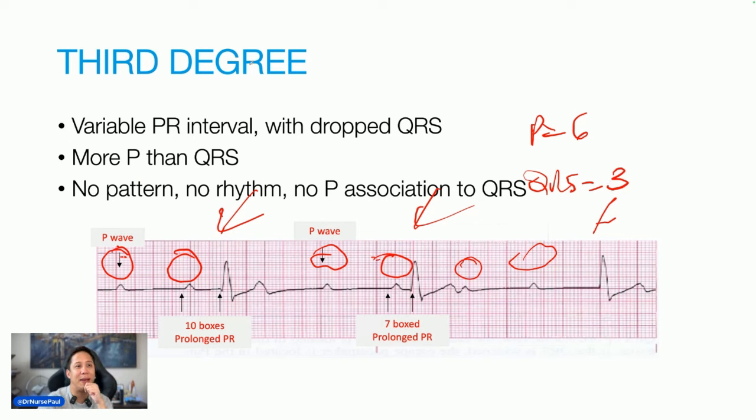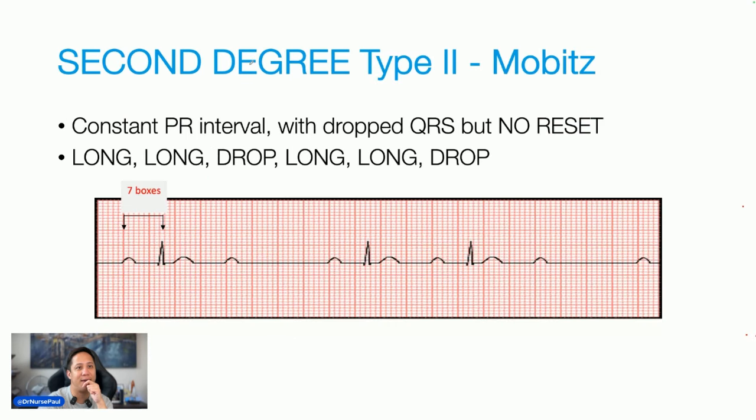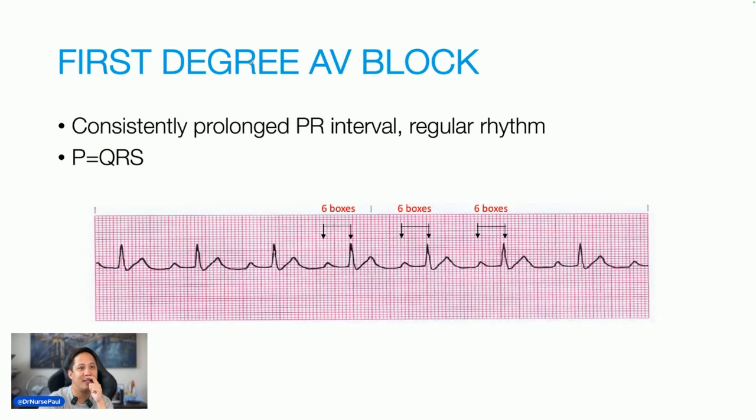All right. What's the pattern for first degree again? Constant, constant, constant, right? 6, 6, 6, 7, 7, 7, 8, 8, 8, 9, 9, 9. Is there a dropped P? No. Is there a reset? No. It's just regular. It looks like sinus bradycardia. The only difference between first degree AV block and sinus bradycardia is the PR interval. In sinus bradycardia, the PR is normal. In first degree block, the PR is long. You got it? That's it.